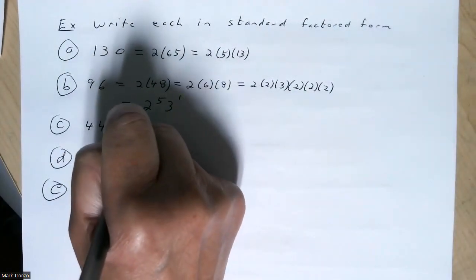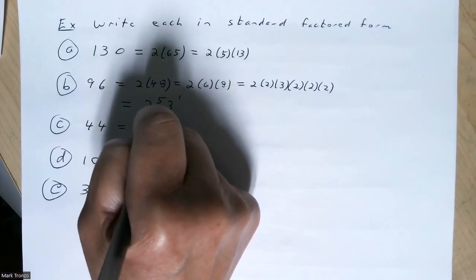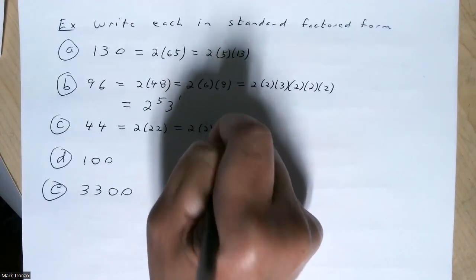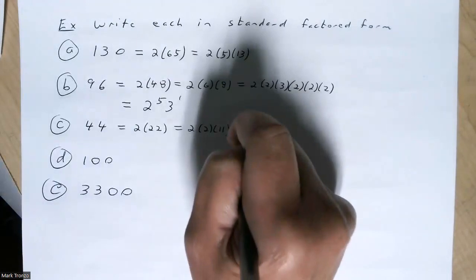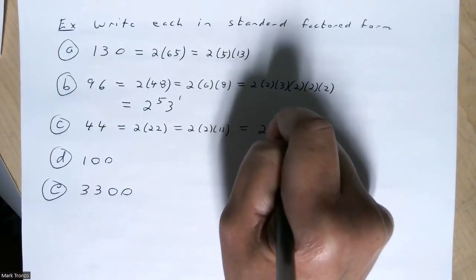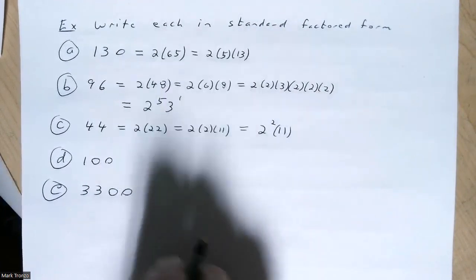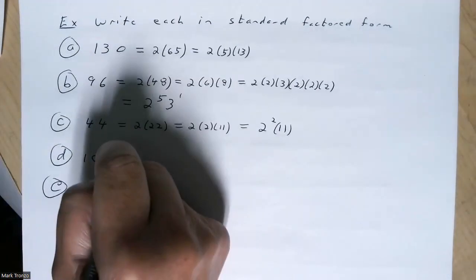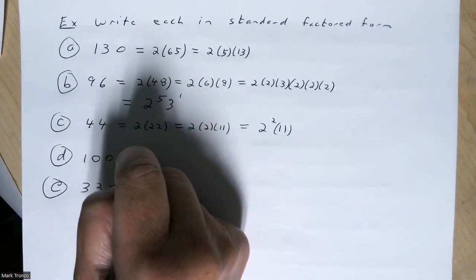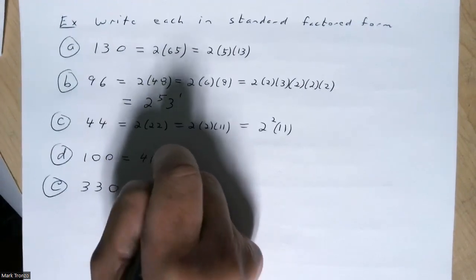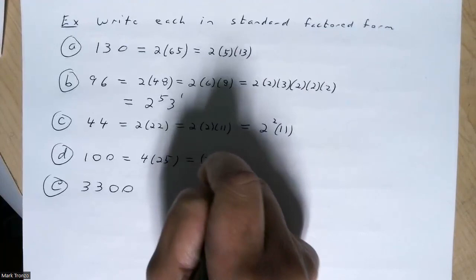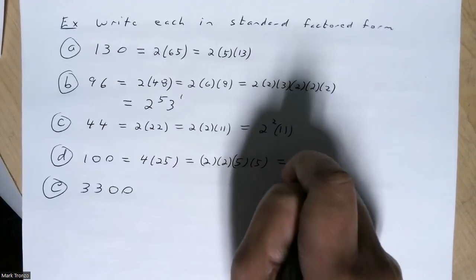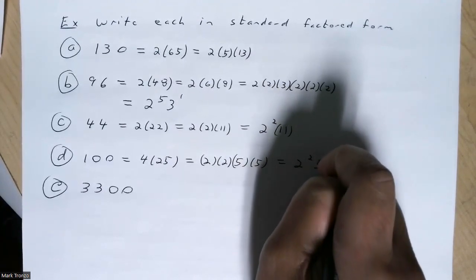And down here, once again, this is 2 times 22, and 22 is 2 times 11. I guess those are all primes. So we've written it as a product of primes. Once again, the exponent doesn't have to be prime. And 100 can be written as 4 times 25. And 4 is 2 times 2. 25 is 5 times 5. That's 2 squared, 5 squared.